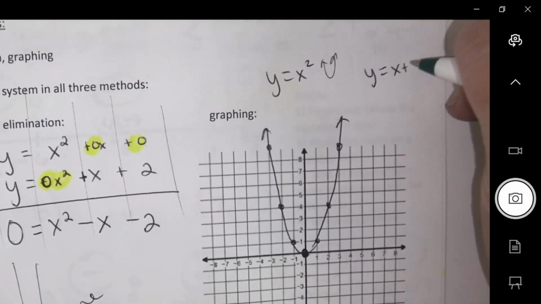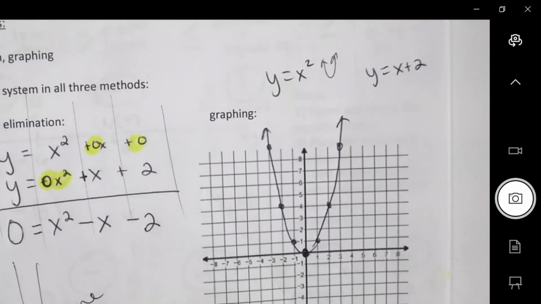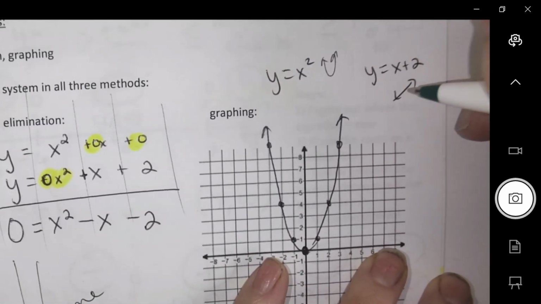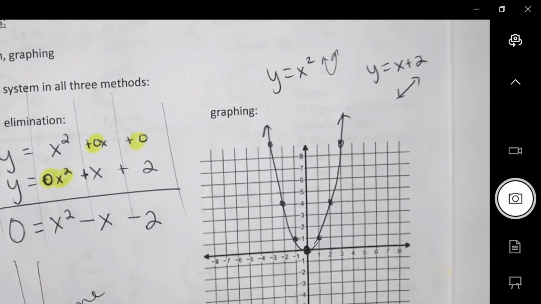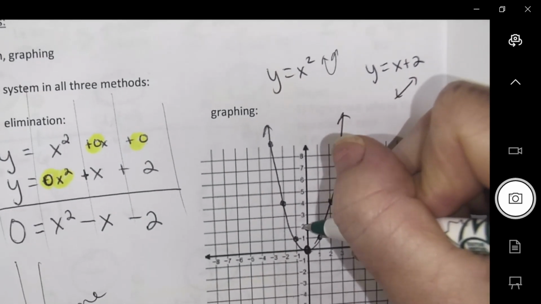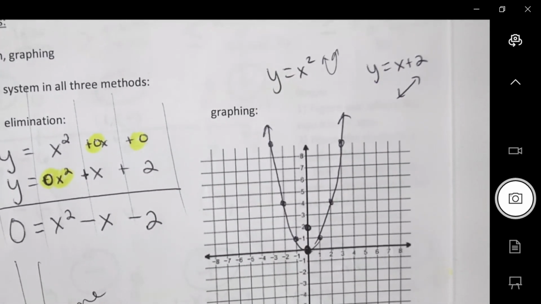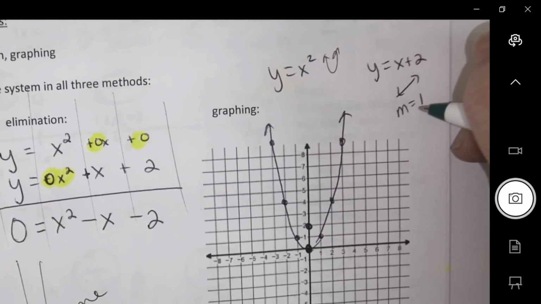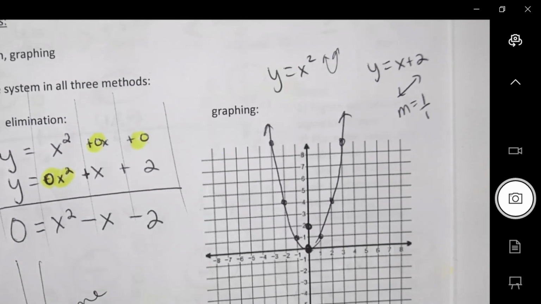And then we have a y equals x plus 2. What do you know about the look of that one? What is that shape? It's not a parabola, it's not an x squared. It's a line and it will go upward. So a y-intercept of 2, and you're going to go up 1, right 1. Up 1, right 1.